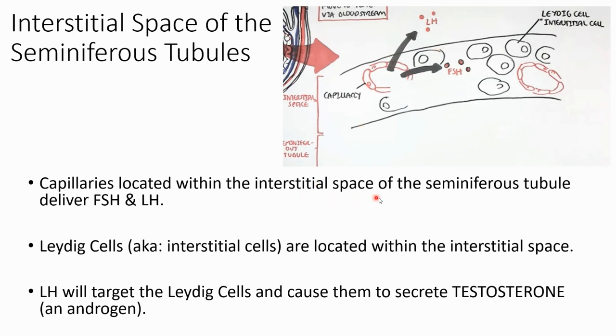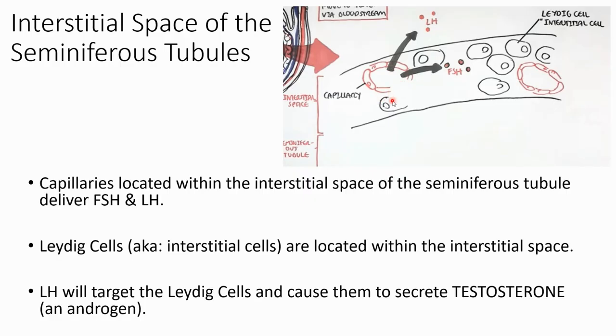I said within the interstitial space of the seminiferous tubule. Okay, seminiferous tubule is not part of the interstitial space. You've got interstitial space and seminiferous tubule of the testes, two separate areas. The capillaries are going to come in through the space, not the tubule. And then that's where luteinizing hormone and follicle stimulating hormone will be dropped.